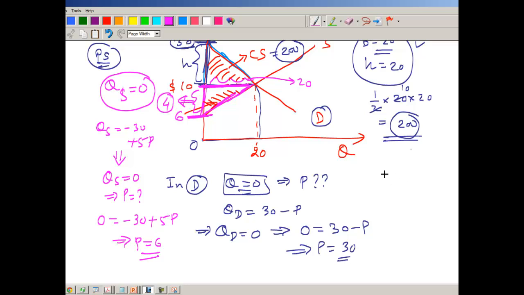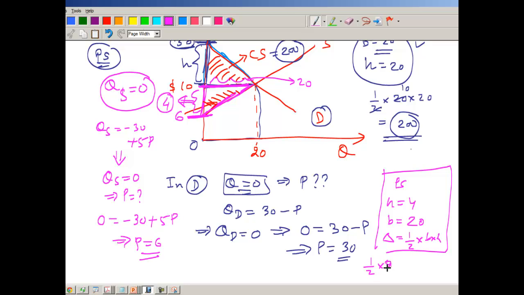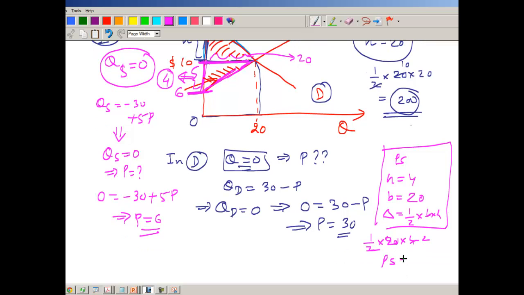So to compute the producer surplus, what we are saying is, height is equal to 4, base is equal to 20, and area of the triangle will be half into base into height. So you get half into 20 into 4. So this will be 40. So you get the producer surplus as 40.